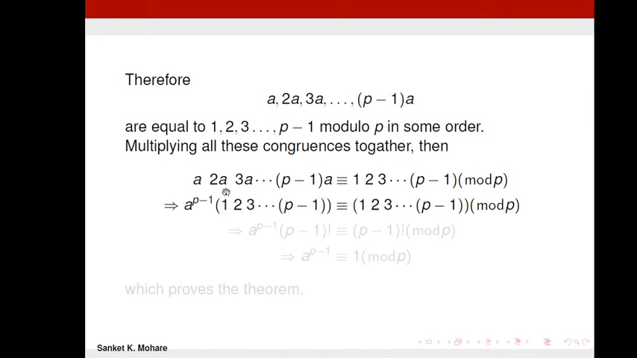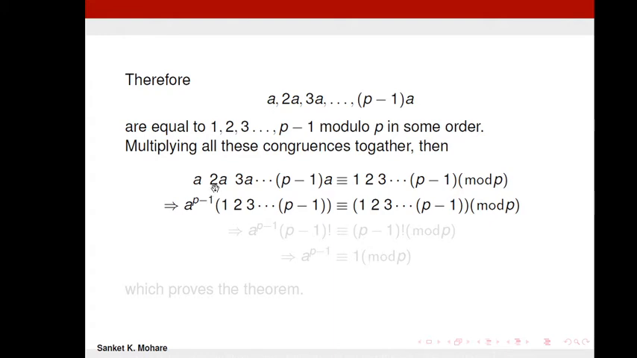Now a into a square, a square into a cube, and so on. If we multiply all the a's, the product of all the a's, how many multiples are there in total? p minus 1. So suppose if we take these two, a into 2a, it is a square, again a into 2 into 3a, it is a cube.